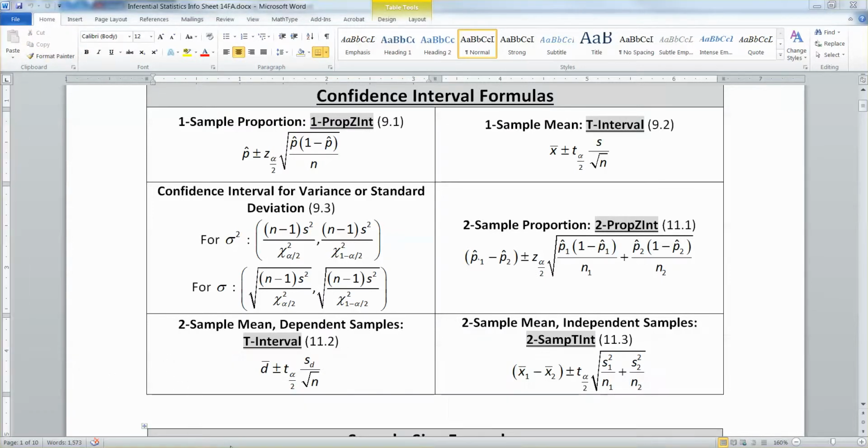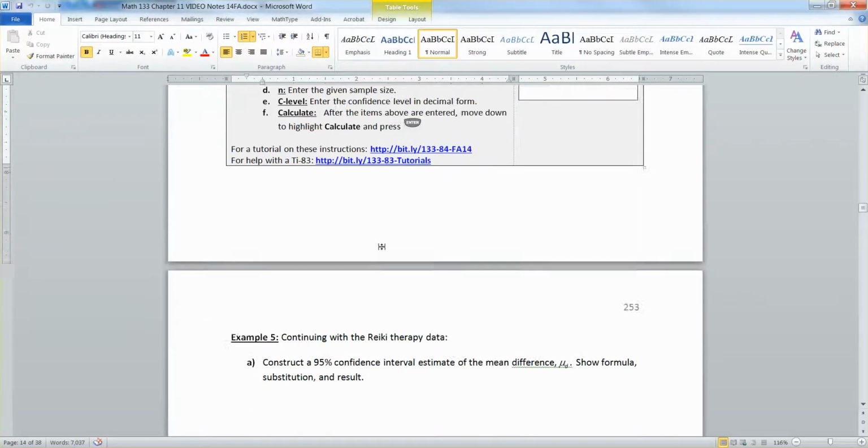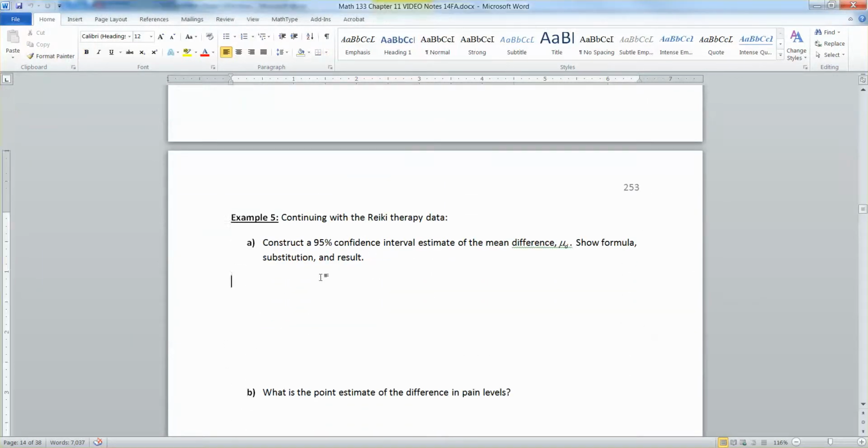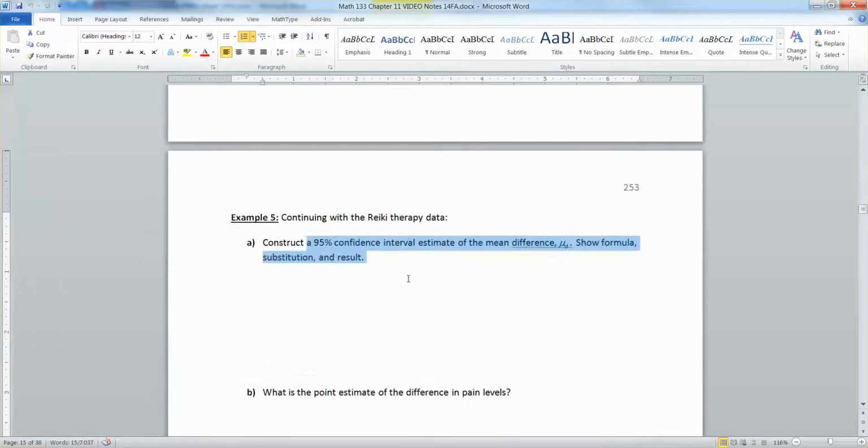All right, so let me get back to our notes. There they are. All right, so continuing with our right key therapy data, we're going to construct a 95% confidence interval estimate of the mean difference, mu d, and show the formula substitution and result. If you remember, we have that data set already figured out right here. We figured out L2 minus L1 before. So we have the data set right there, and that's all of our work right here.